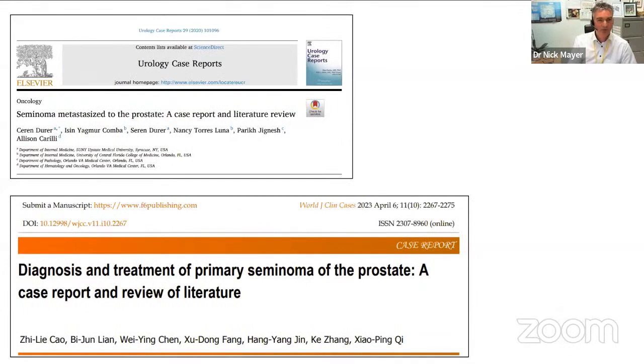And I've put a couple of references here, just out of interest really, for the two situations here. So metastatic seminoma to the prostate, and that was actually the case in this case. Subsequently, the clinical information came to hand that there was a distant history of testicular seminoma, but you can also get primary seminomas of the prostate, which are even more rare.